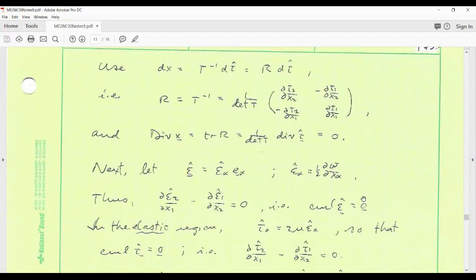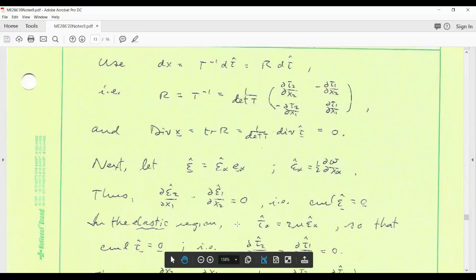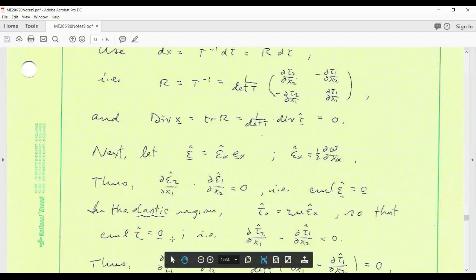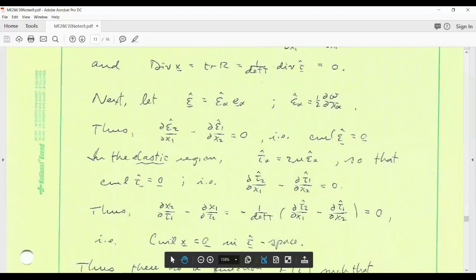So we know that the curl of the strain is 0 in X space, where the curl is taken with respect to position, X1 and X2. In the elastic region, so we have the solution in the plastic region, most of it anyway. In the elastic region, the stress vector is twice the shear modulus times the strain vector. So if we just multiply this equation, curl epsilon hat equals 0, through by 2 mu, you have that the curl of tau hat is also 0 in X space. In other words, this is true.